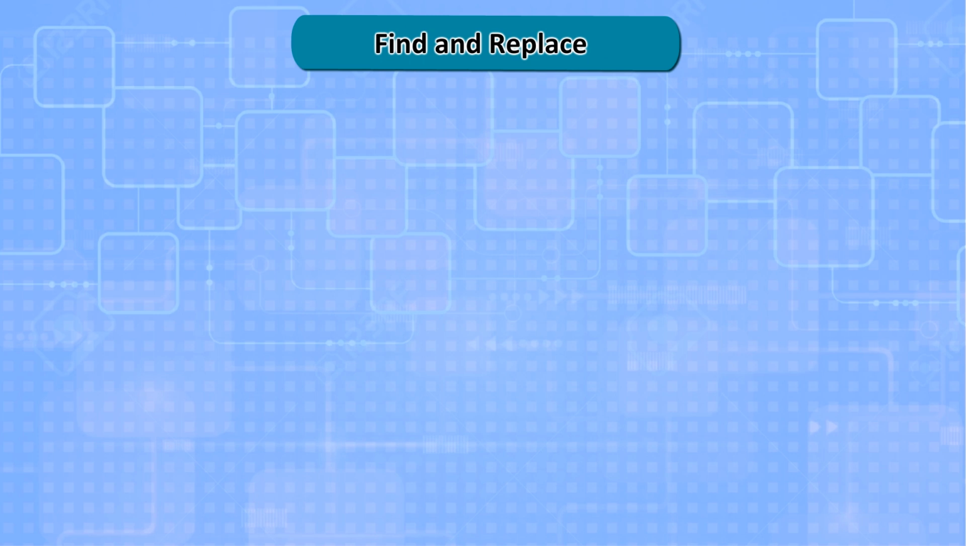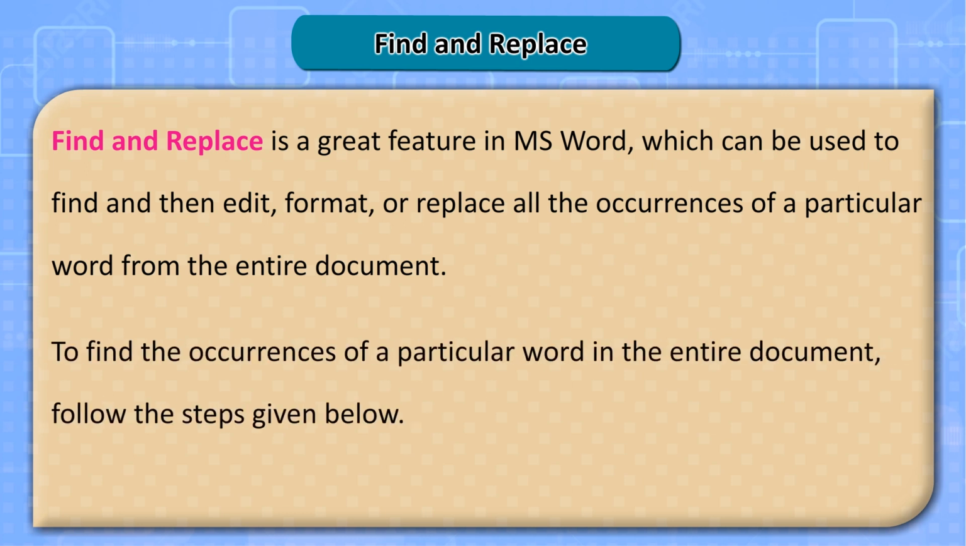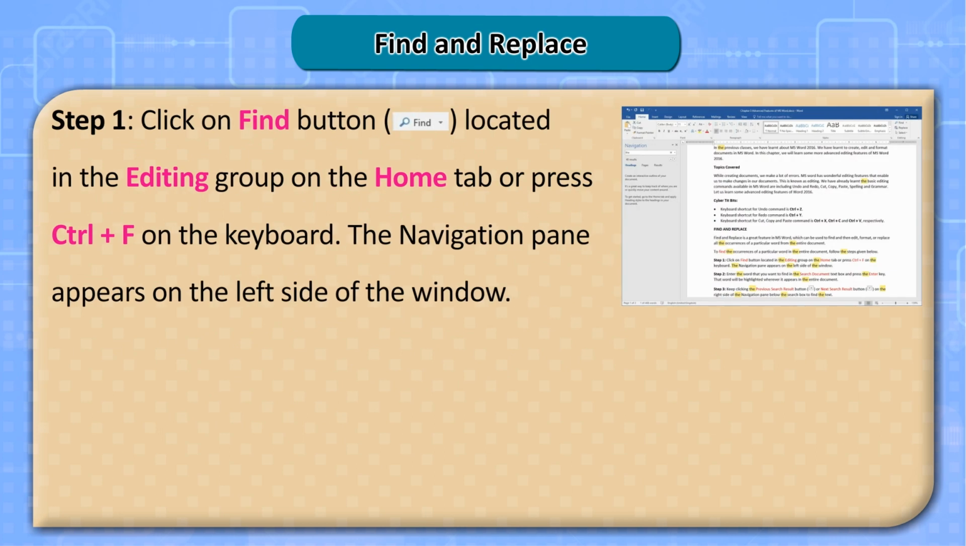Find and replace. Find and replace is a great feature in MS Word, which can be used to find and then edit, format, or replace all the occurrences of a particular word from the entire document. To find the occurrences of a particular word in the entire document, follow the steps given below. Step 1. Click on Find button located in the Editing group on the Home tab or press Ctrl+F on the keyboard. The navigation pane appears on the left side of the window.